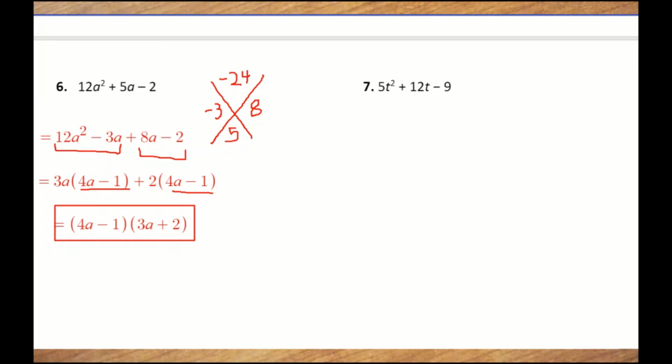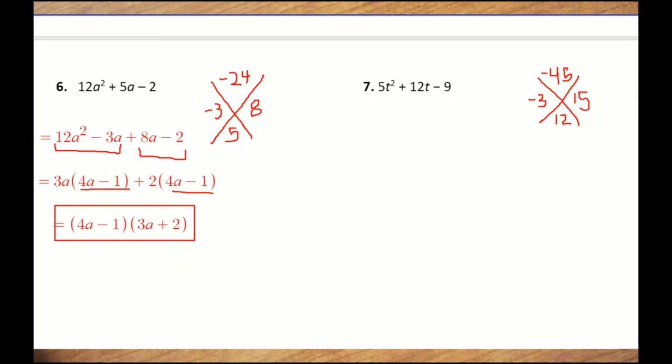Number 7. We're going to put negative 9 times 5 is negative 45 on top, 12 on the bottom. So let's try to think of two numbers that multiply to give me negative 45 and add up to 12. Since they multiply to give me a negative, one of them has to be negative, one of them has to be positive. So I'm going to put my negative one first just to make my life that much easier. And so I think what we get here is 15 and negative 3.